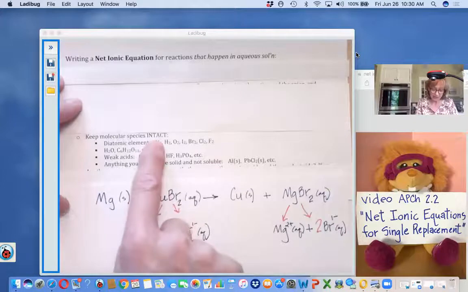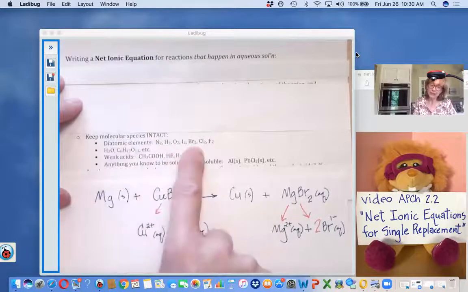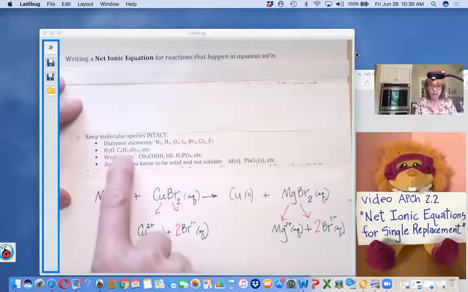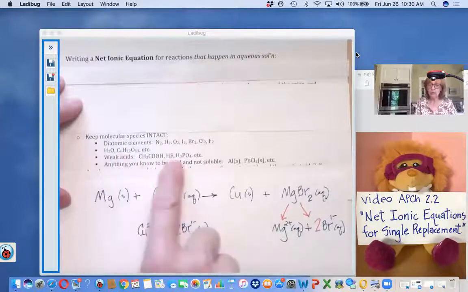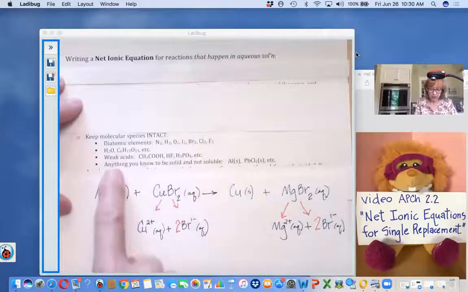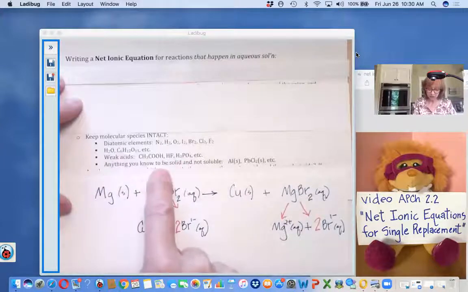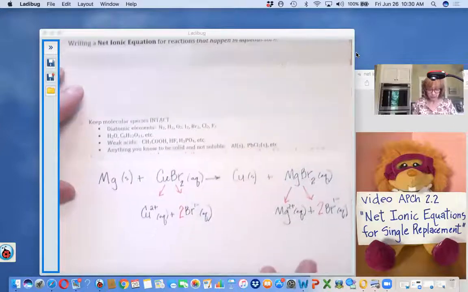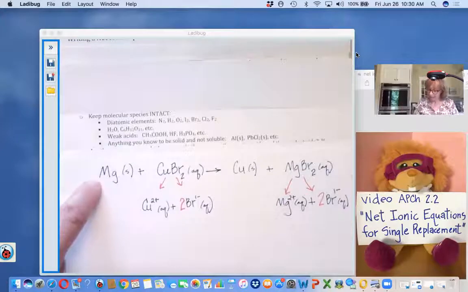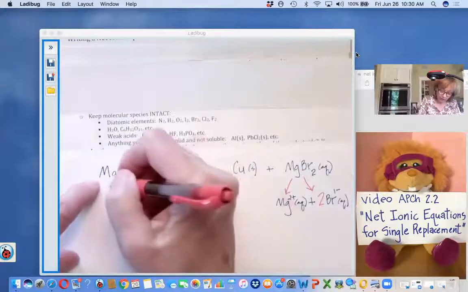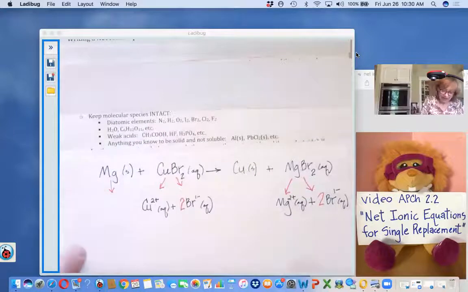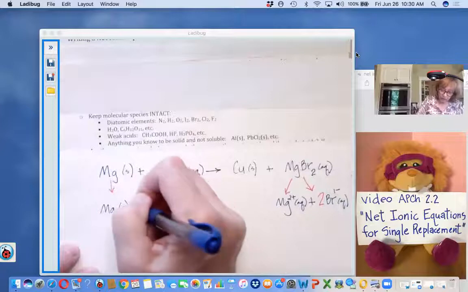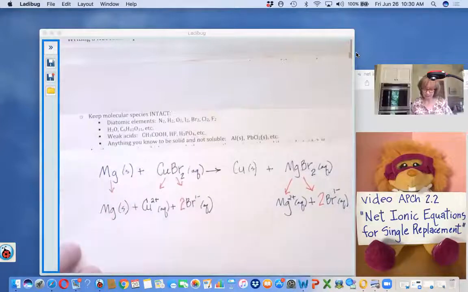to remain intact. All right, I don't have any of these diatomic elements which exist as molecules. I don't have any of these common molecular compounds, and nor do I have any weak acids. But I also want to be on the lookout for anything that common sense just tells me is a solid that doesn't dissolve. Metals, for example. So magnesium is a metal, and when you put it in water, it stays as a solid metal made of atoms. So I'm just going to rewrite that one as is.